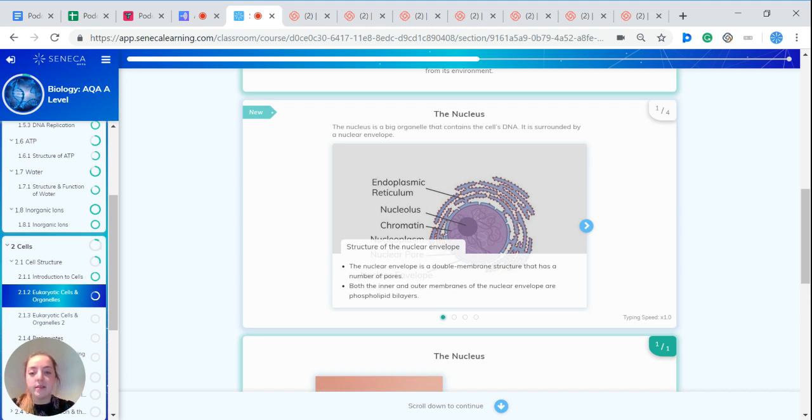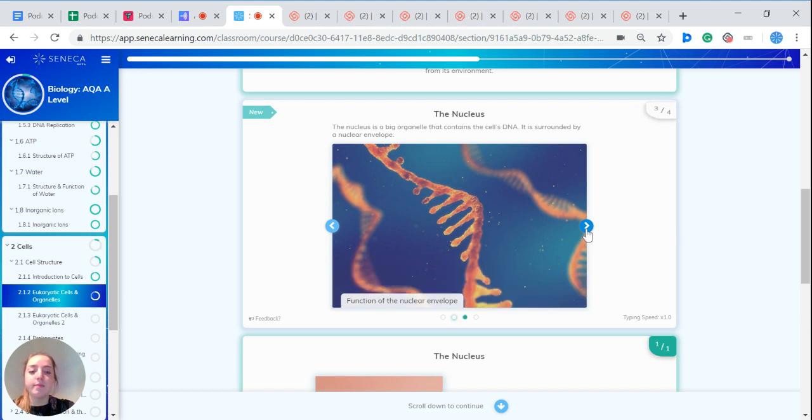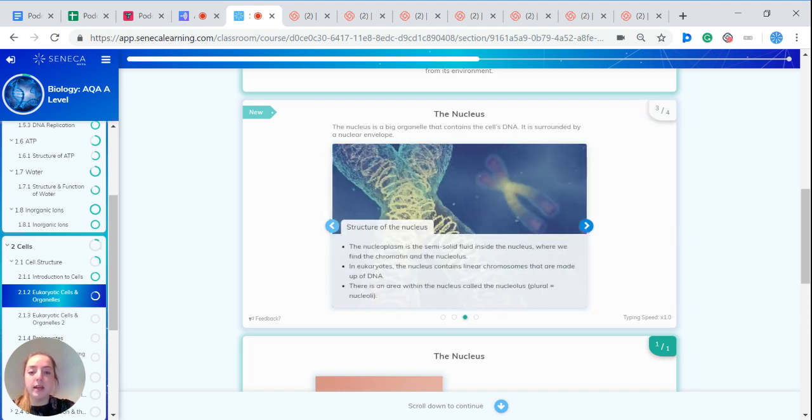Both the inner and outer membranes of the nuclear envelope are phospholipid bilayers. The pores of the nuclear envelope control the passage of ions, molecules and RNA between the nucleoplasm, which is sort of the cytoplasm of the nucleus, and the cytoplasm. The nucleoplasm is the semi-solid fluid inside the nucleus, where we find chromatin and the nucleolus.